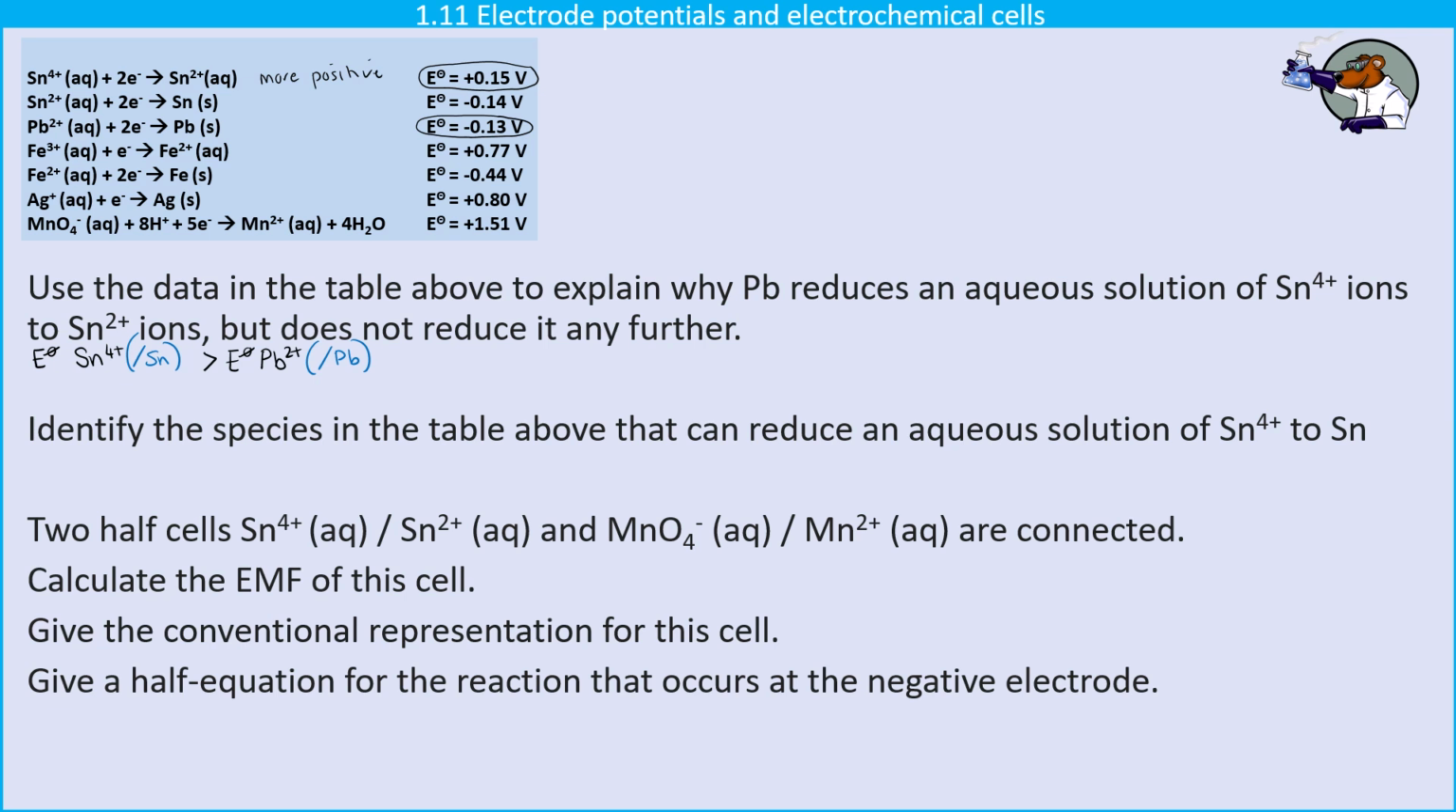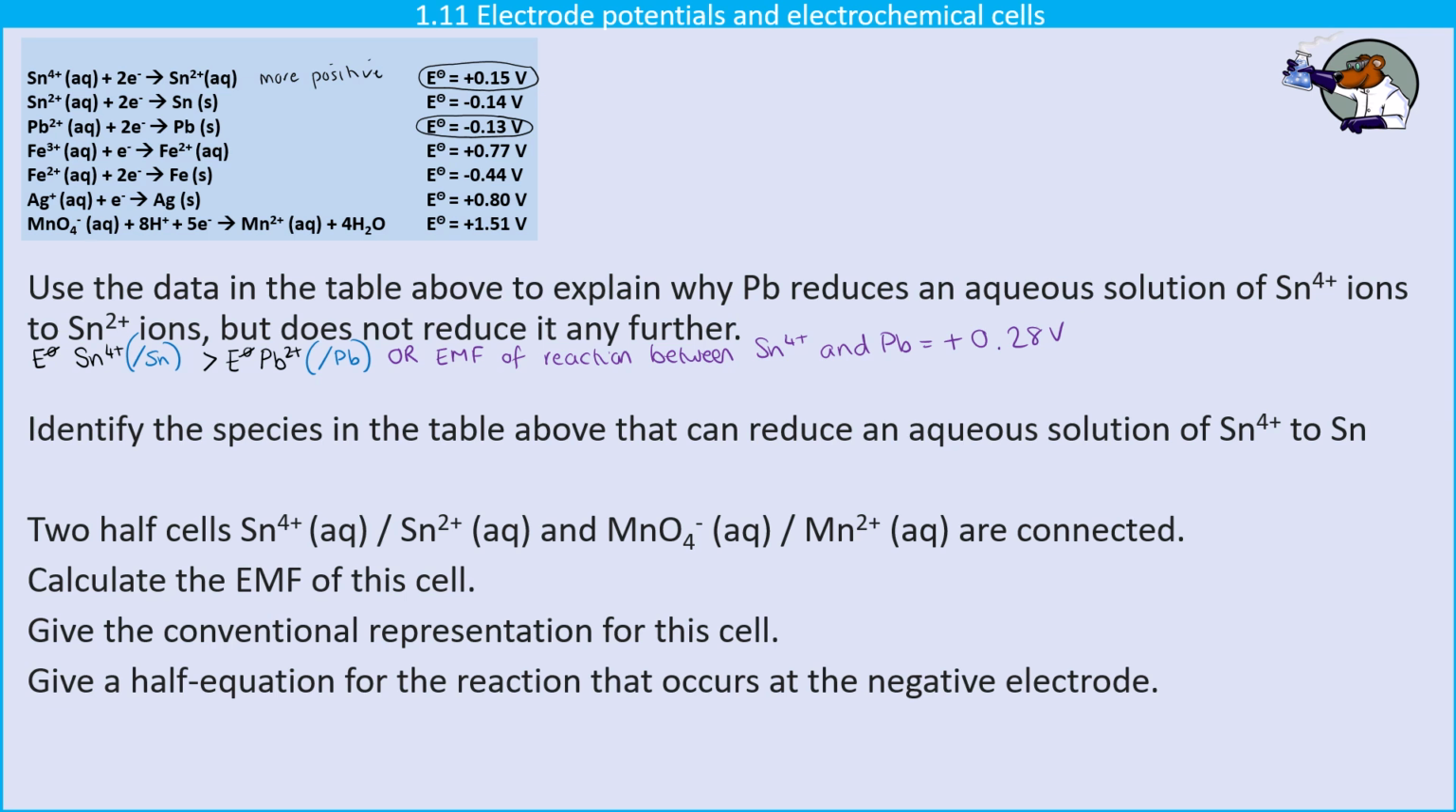Now, the other way that you could phrase this for the same first mark is you could talk about what the electromotive force would be if those two half cells were joined together. So here we could say that the electromotive force of the reaction between tin 4+ and lead, so if we had flipped that second equation over, would be plus 0.28. In other words, we would get a positive potential difference, and therefore this reaction would happen spontaneously.